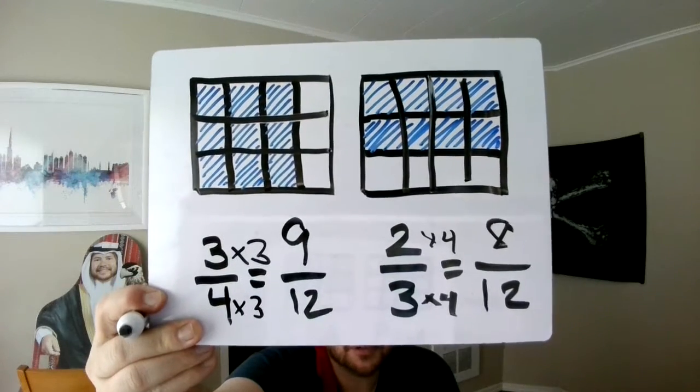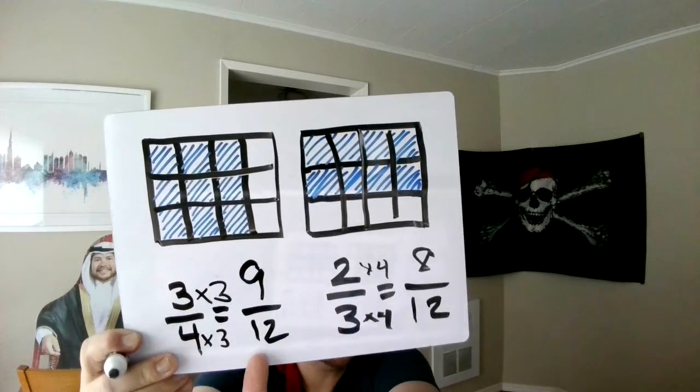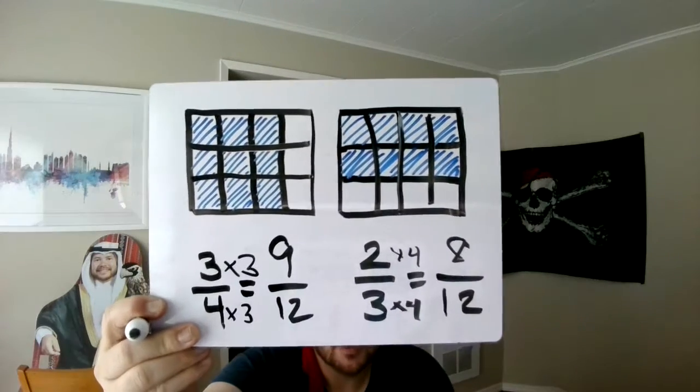And now it's easy to see which one's bigger. So this one has 9/12 that are shaded in. That's the same as 3/4. And this one has 8/12 that are shaded in. That's the same as 2/3.